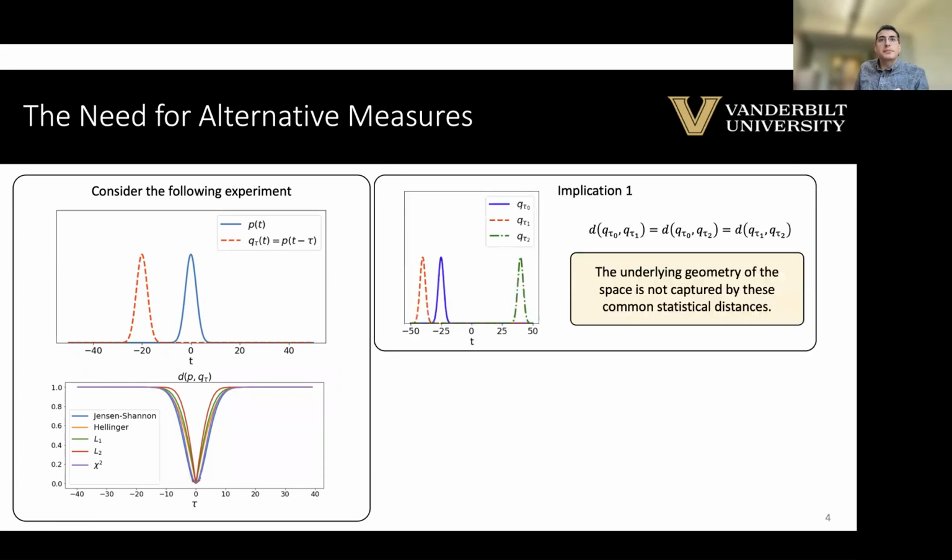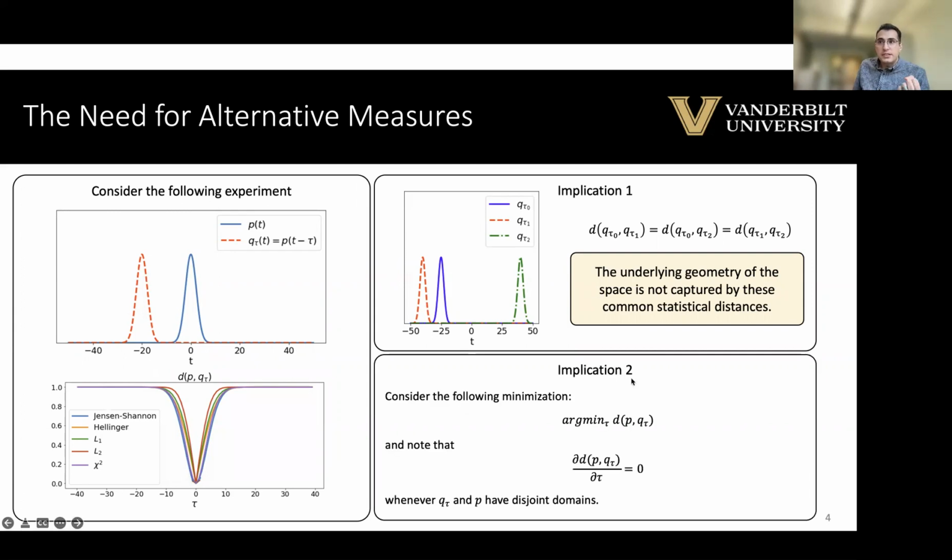So what are some of the implications? Well, the implications are that now we are not able to tell if the blue distribution and red distribution are closer to each other versus the blue distribution and the green distribution, because the distances are the same among them, right? So the underlying geometry of this space is not captured by these common statistical distances.